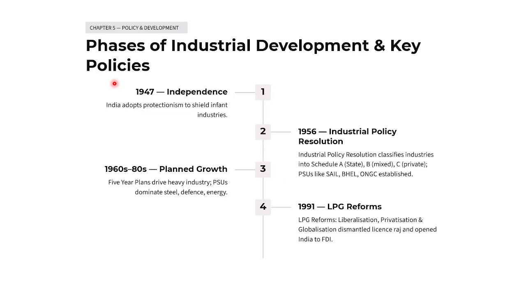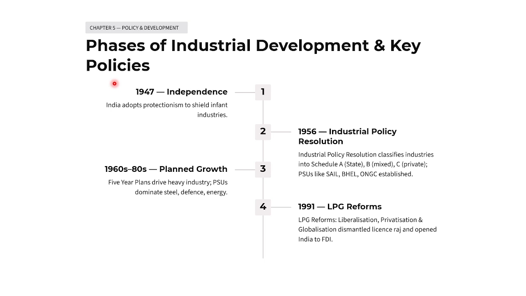Then policies of industrial development, the phases of industrial development and key policies. This is chapter 5 as per your syllabus. In 1947, at independence, India adopted protectionism to shield infant industry. That means they restricted imported goods by levying a lot of taxes. So protection policies were there.